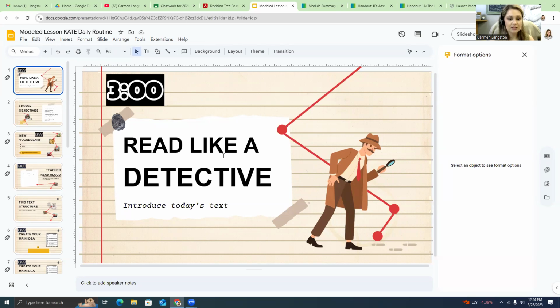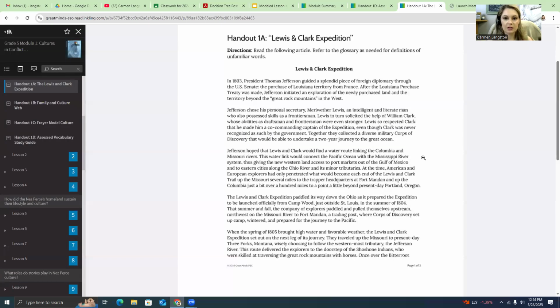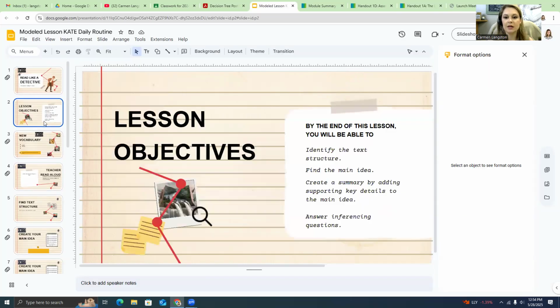Okay. So let's go ahead and start the model. So today, boys and girls, we are going to be looking at a new module called Cultures in Conflict. In this module, you're going to learn how sometimes two different cultures may come into conflict or disagreement and what might happen in those instances. Today, we're going to start out with a new read, and let me grab it real quick, called The Lewis and Clark Expedition.